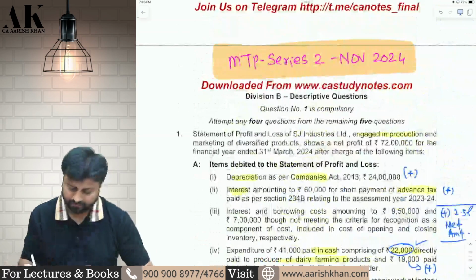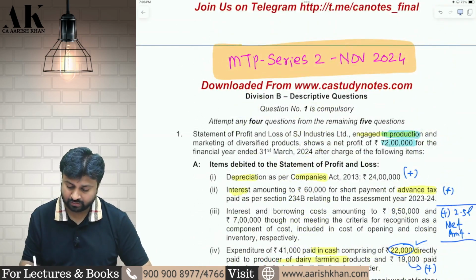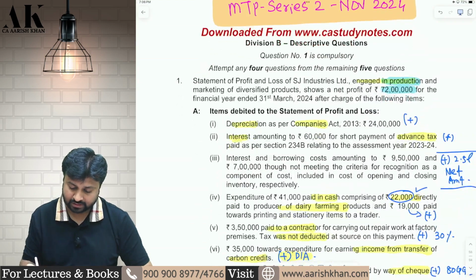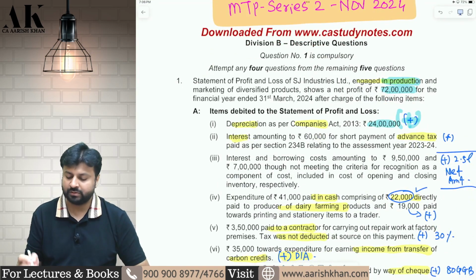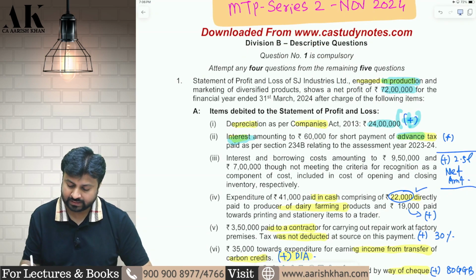Okay. Therefore, the SSC is engaged in production. 72 lakhs is the profit of the SSC. Depreciation is 24 lakhs. You have to add back the depreciation as per books of accounts. And interest on advance tax is not allowed. Interest on income tax is disallowed.